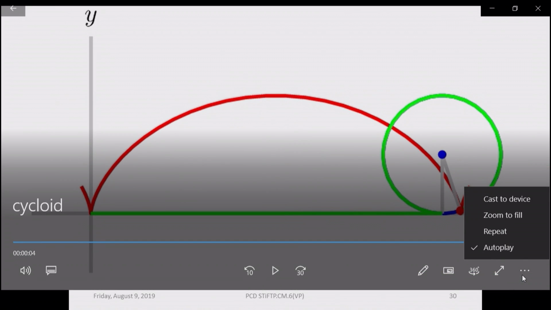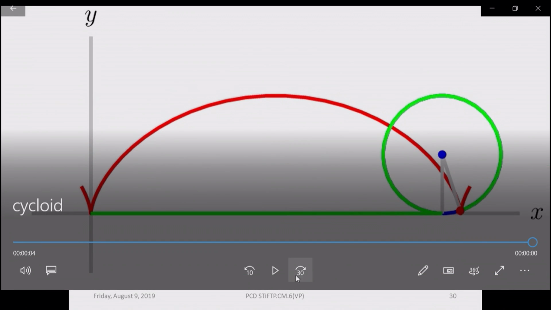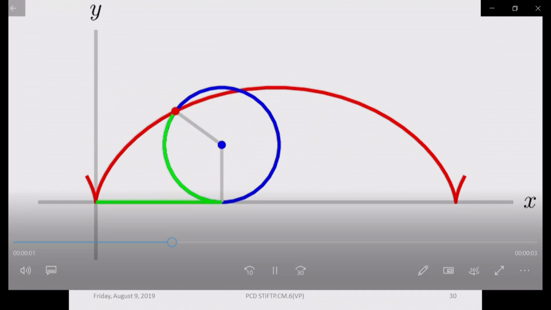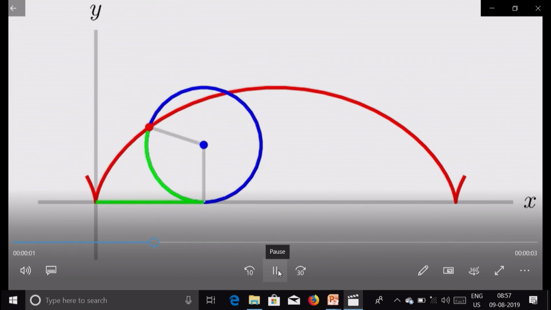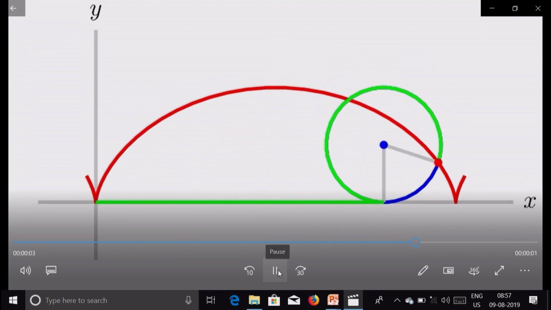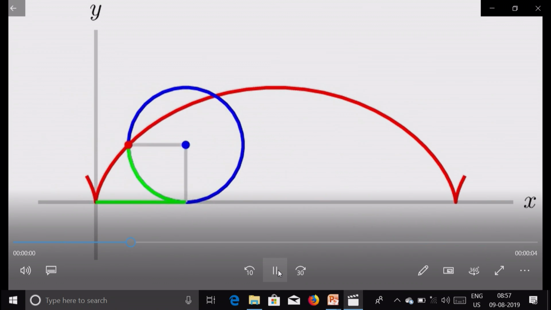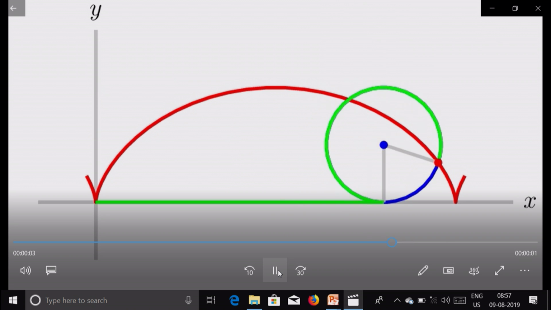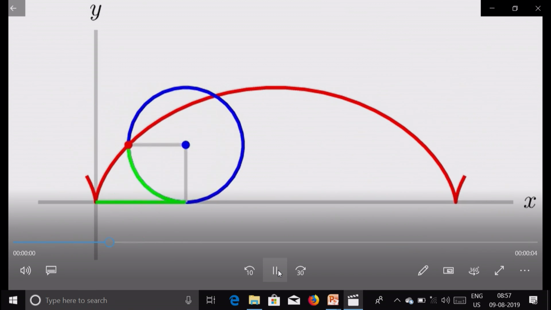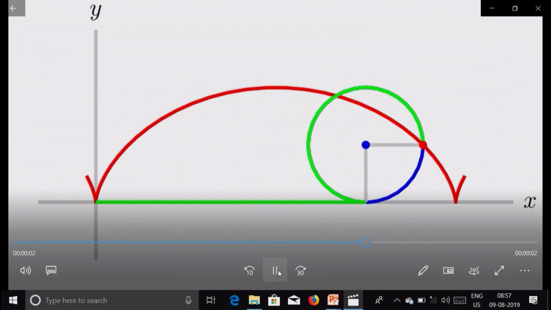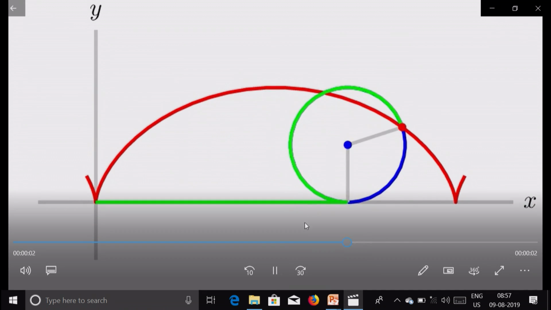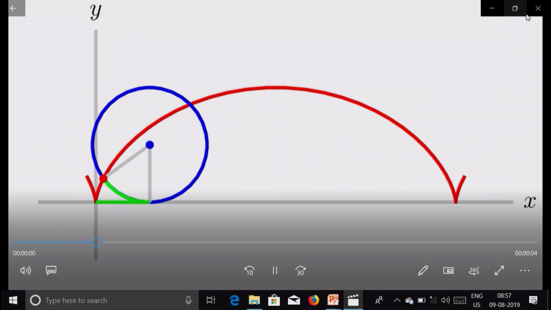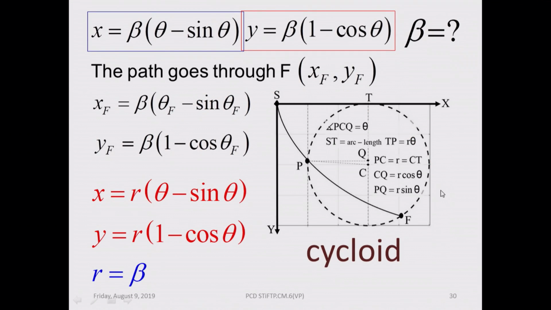So it is the path of, let me put it on repeat and show it again. So if you have got a circle whose center is moving in one particular direction, then a point on the rim will trace the cycloid. So that is the trajectory that will be taken by this object. So this is what is called a cycloid. So let's go back to this.